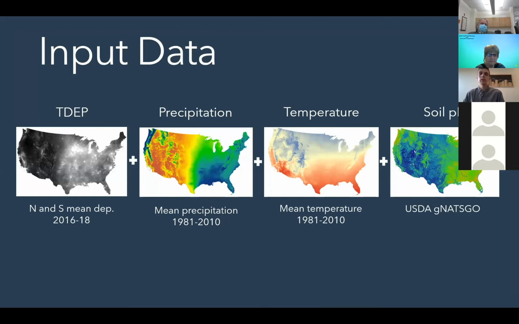Instead of using long-term nitrogen and sulfur deposition data, we're just looking at the average from 2016 to 2018. But the rest of the data was the same. We also used 30-year normals for precipitation and temperature, and also soil pH data.